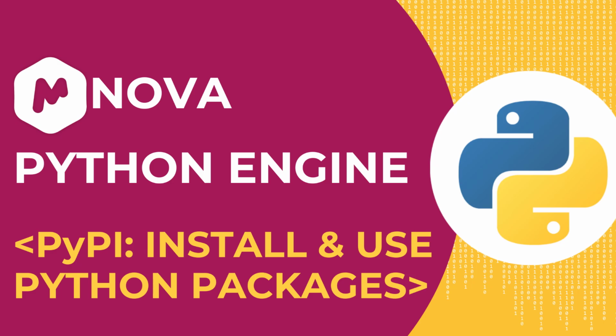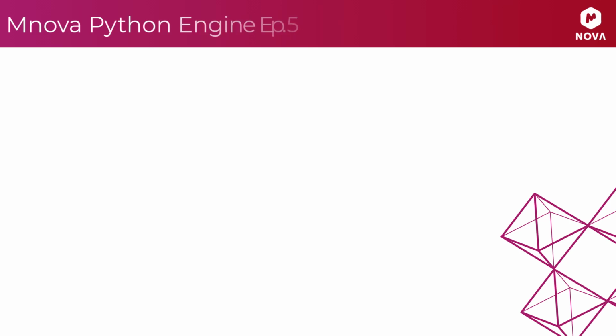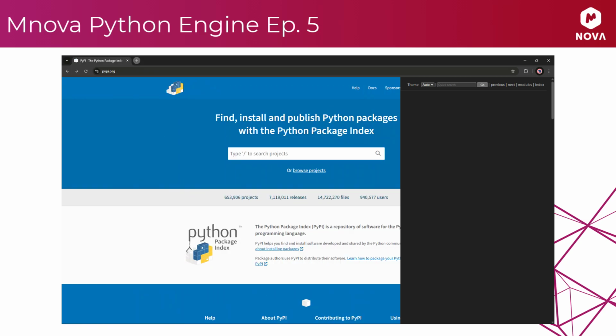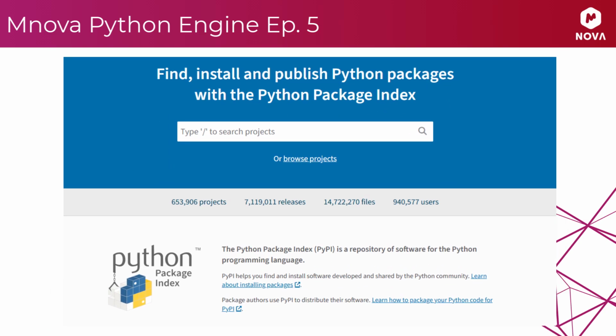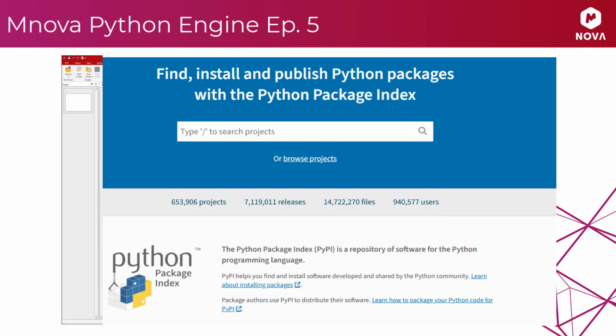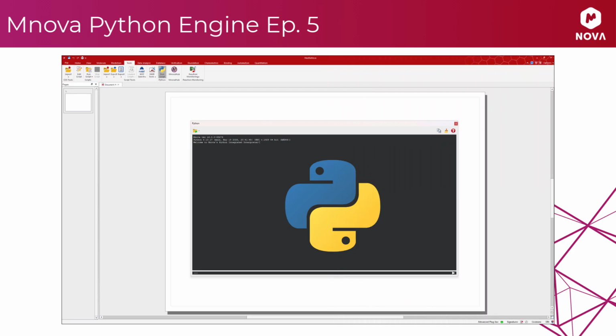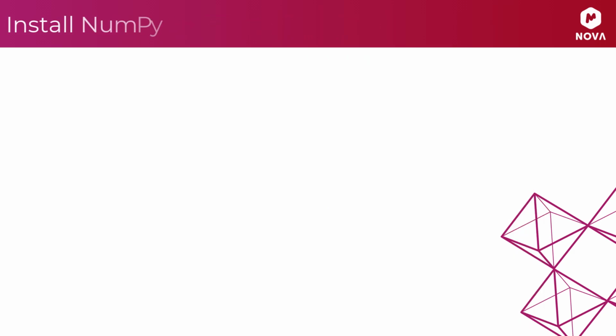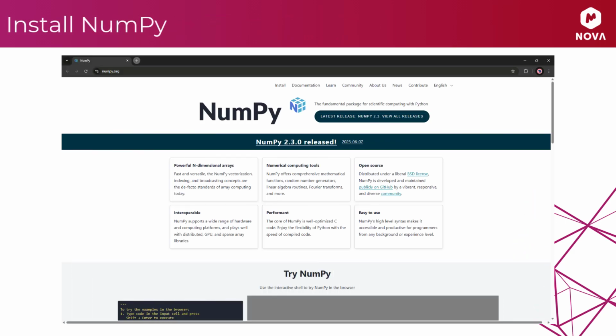Now that we've seen how powerful the Python standard library is, let's take things a step further. Python's real strength comes from its vast ecosystem of third-party packages, all freely available from the Python Package Index, or PyPI for short. Mnova allows you to use these packages in your scripts, but before you can use them, you'll need to install them. Let's look at a popular example, NumPy.